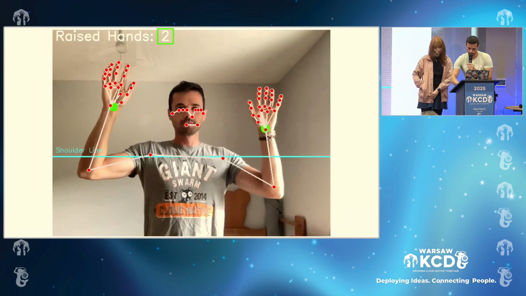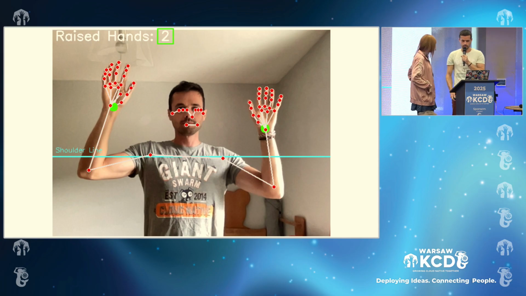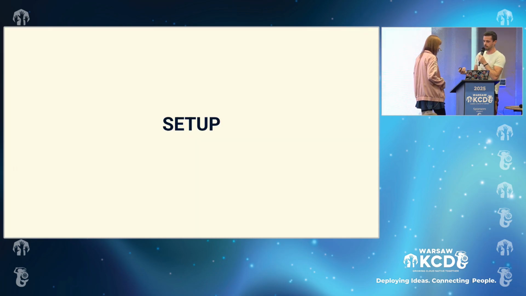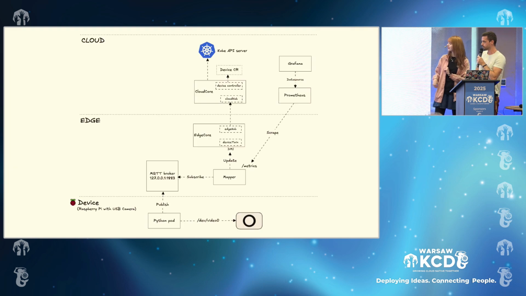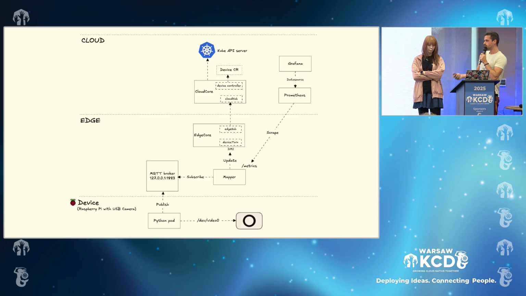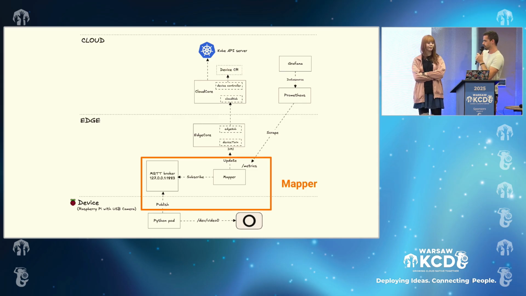And now we'd like to talk a little bit about the setup, show you how it's installed, how it works. Here you see the same 3-layer diagram that we talked about a couple of times earlier. At the top, we have the cloud layer, which is our cluster running on the laptop here. This is where CloudCore lives and our observability stack. In the middle, in the edge layer, we have the Raspberry Pi with the EdgeCore, the mapper, and the MQTT broker, which is embedded with KubeEdge.